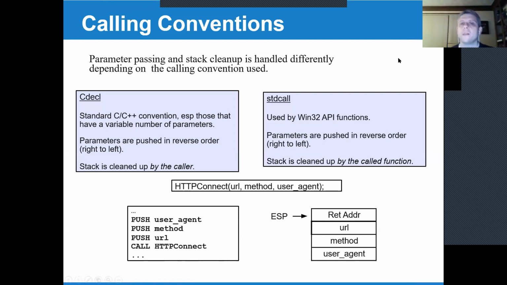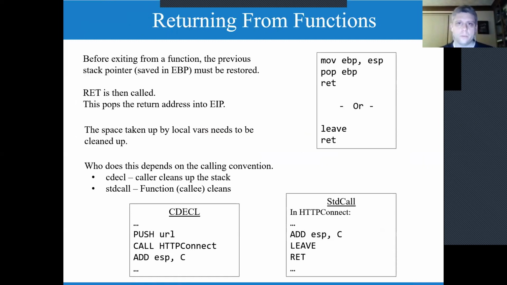With stdcall, this is the type of calling convention that's used for Win32 API calls. In other words, if you're seeing something being called into a DLL, a function in a DLL, this is most likely the calling convention that's going to be used. Parameters are also pushed in reverse order, right to left, just as before, so the last one is pushed first and so on. But the stack is going to be cleaned up by the called function. In other words, when the function leaves, the stack will already be in the state that it needs to be in. So let me show you right here an example.